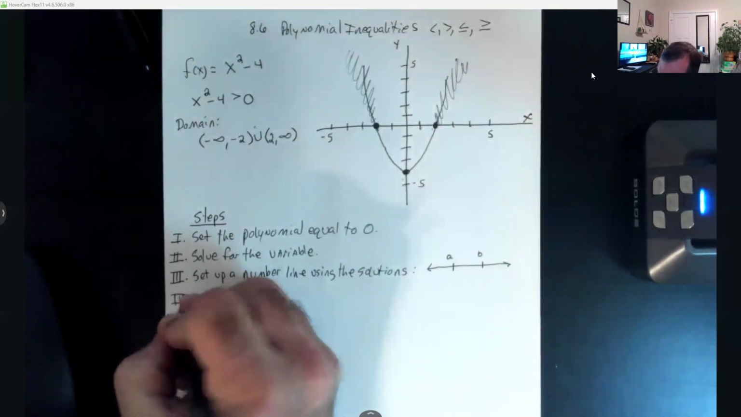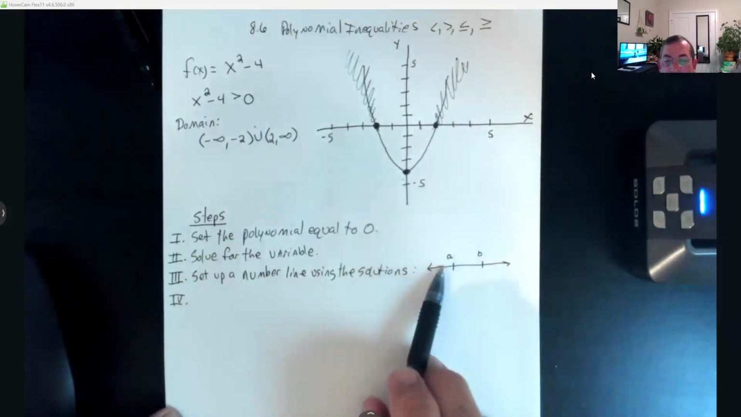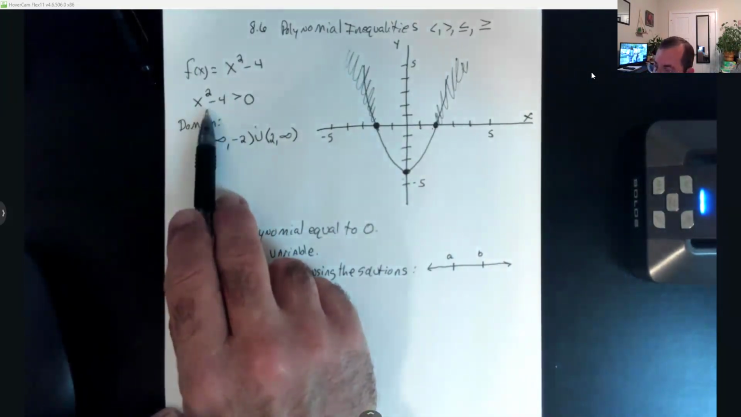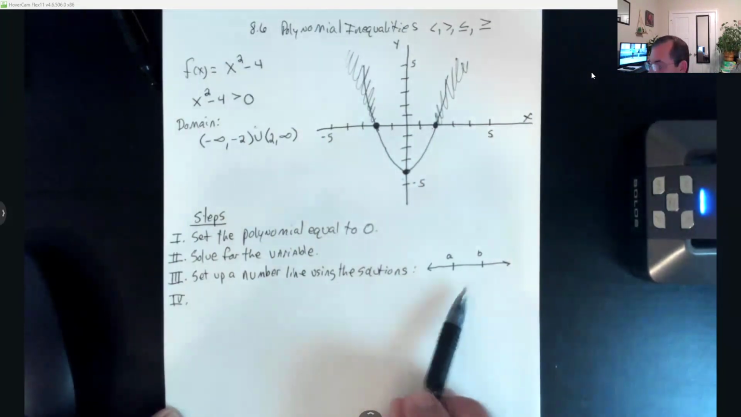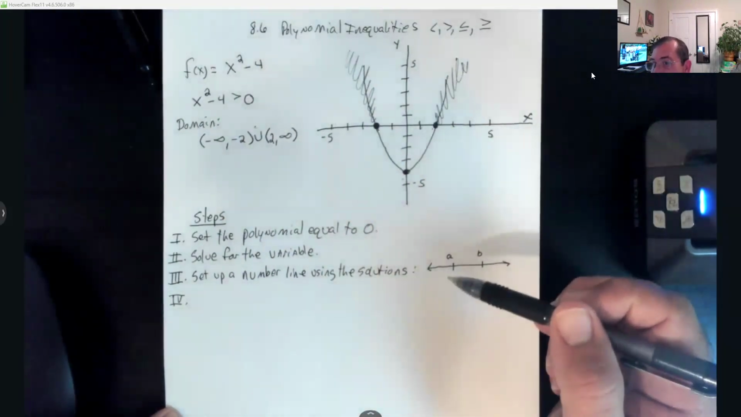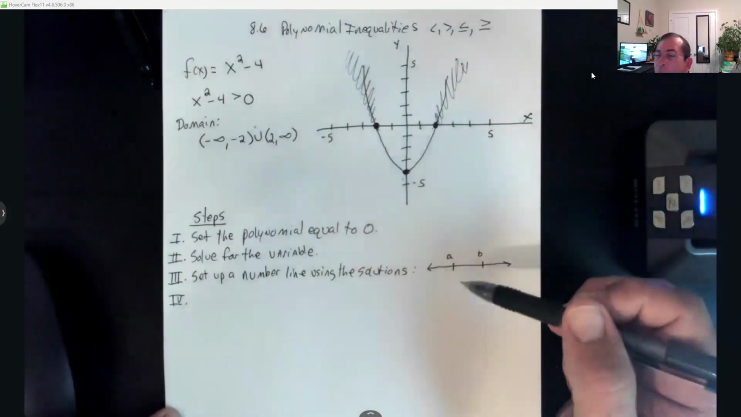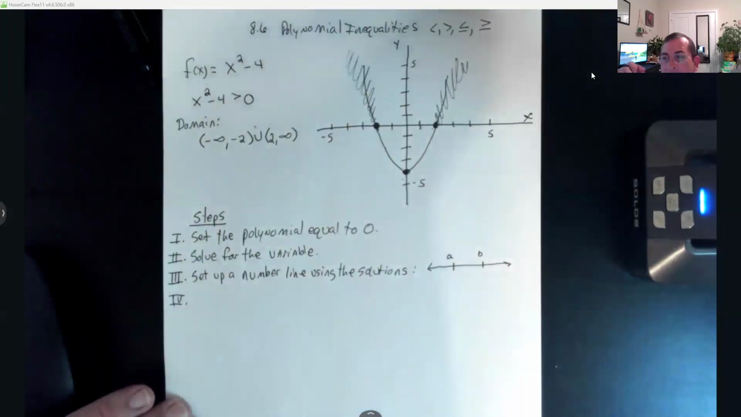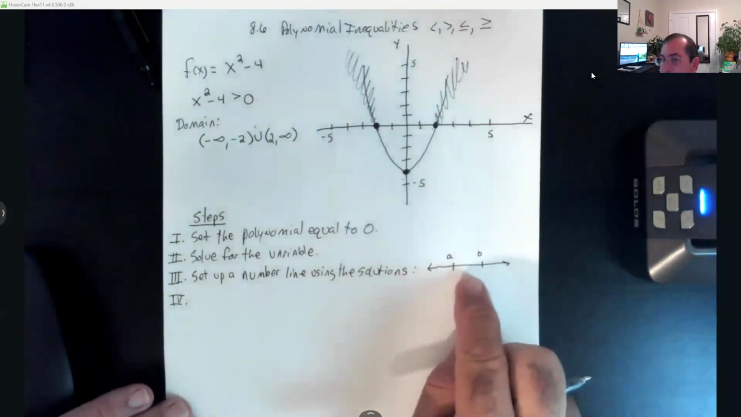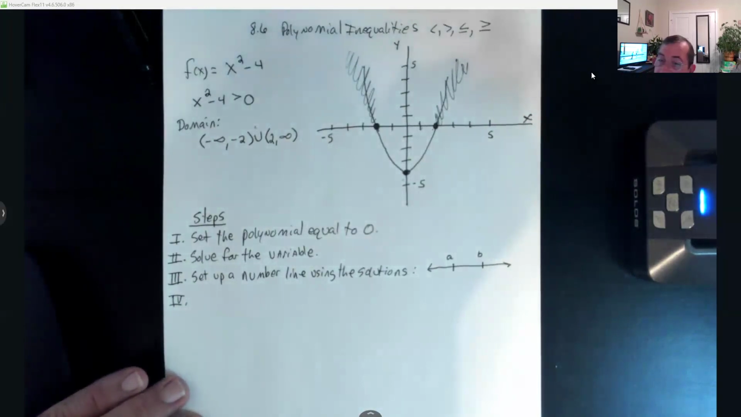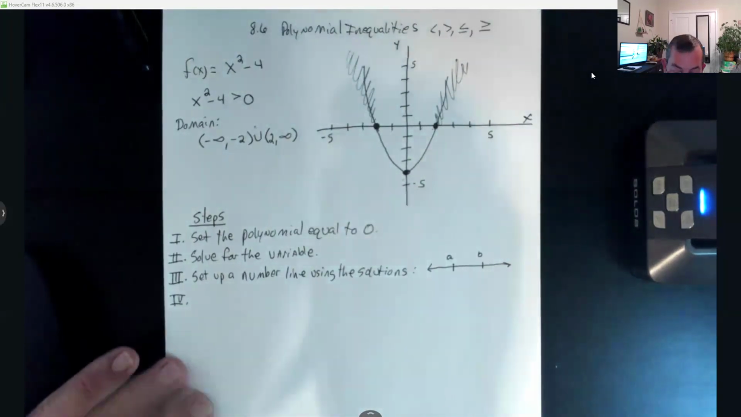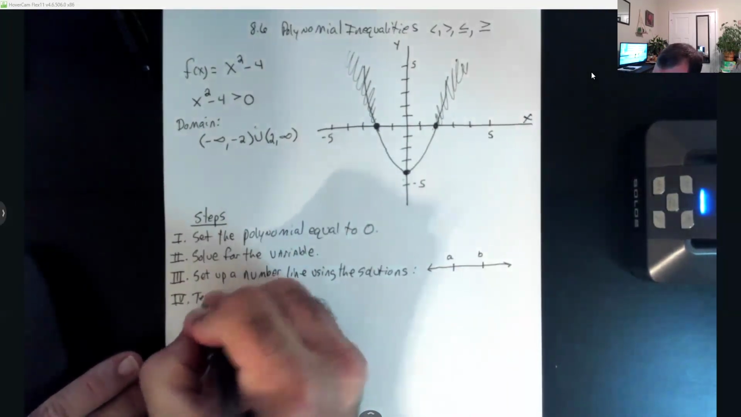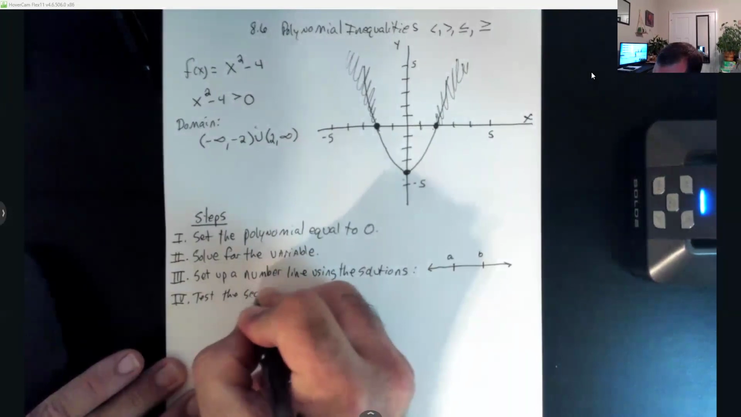Now, what we got to do is pick points from each section and plug them into our polynomial to see if they're true or false. If they're true, we shade that section. If it's false, we will not shade the section, okay? So, really, I'll show you my tricks, but I only use one test point, and I usually only test 0.